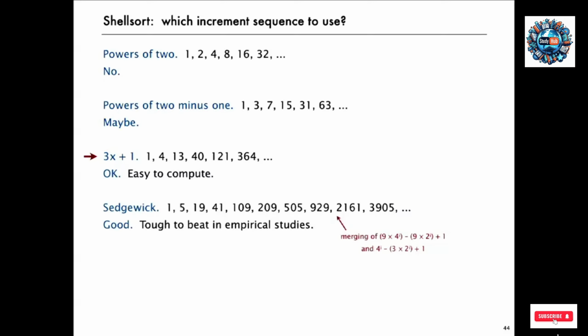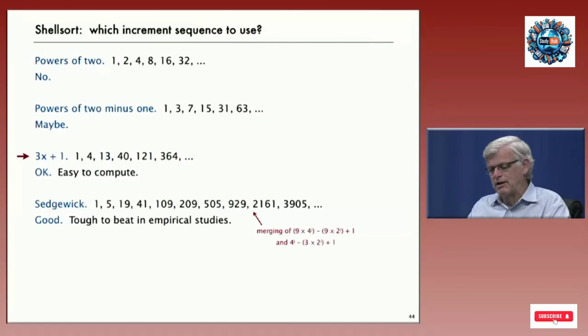Knuth, when he wrote his books in the 60s, proposed the increment sequence 3x plus 1. You start with 1, 4, 13, 40, 121, 364, like that. And that's good because it's easy to compute. When we're using it in Shellsort, of course, we find the largest increment less than our file size and then do the sorts for decreasing values of that increment.